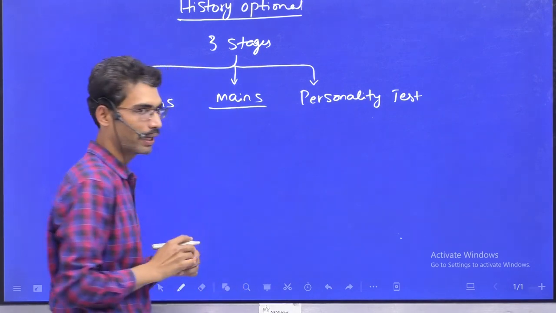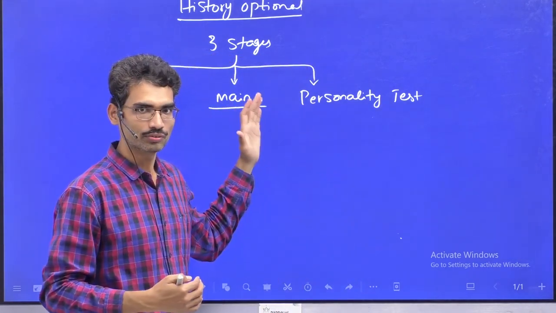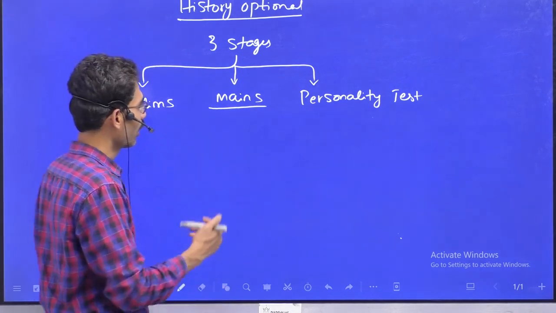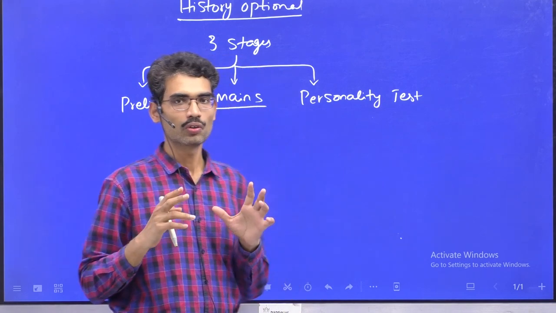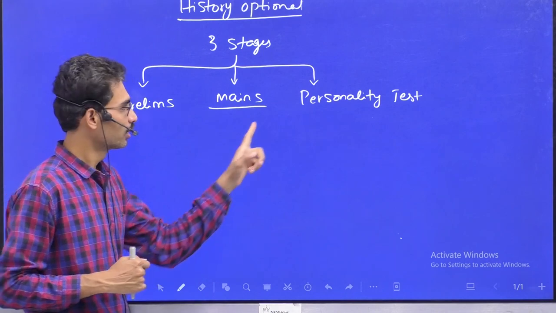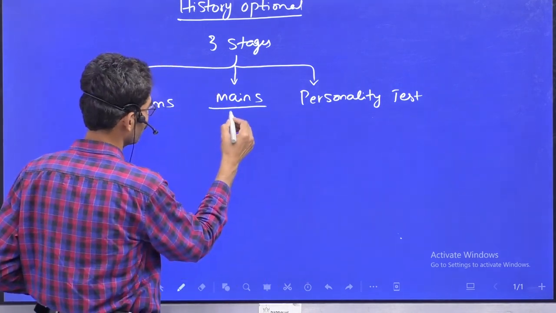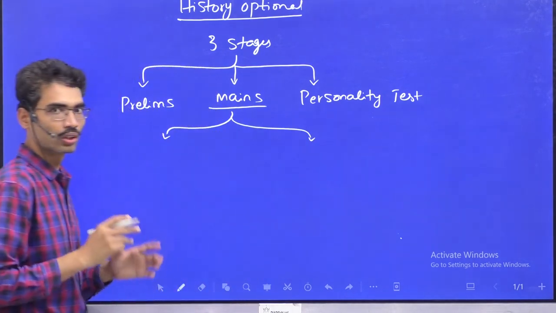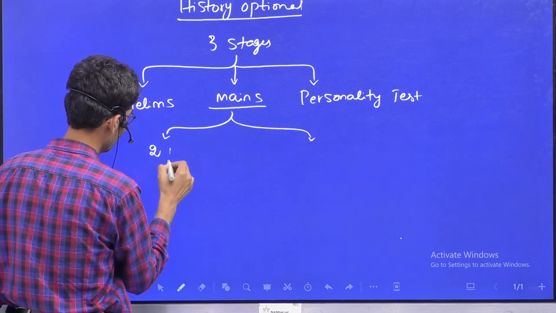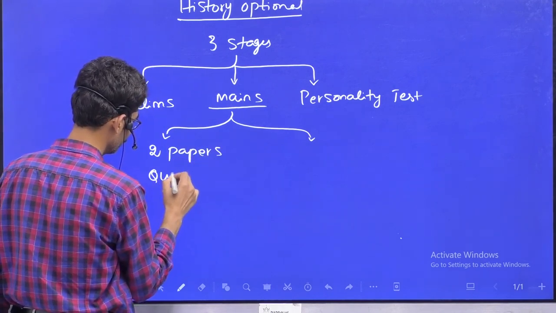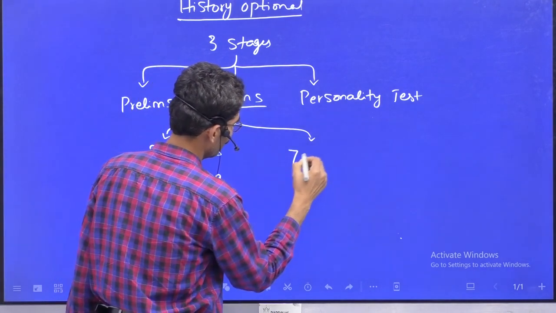So this is the three-stage process. Now, if we consider the mains examination, it has 9 papers. Those who qualify for the mains have to write 9 papers. But out of the 9 papers, not all papers' marks are counted for merit. Only 7 papers are counted for merit. So we can divide the mains examination into 2 parts: 2 papers are qualifying in nature, and 7 papers are counted for merit.